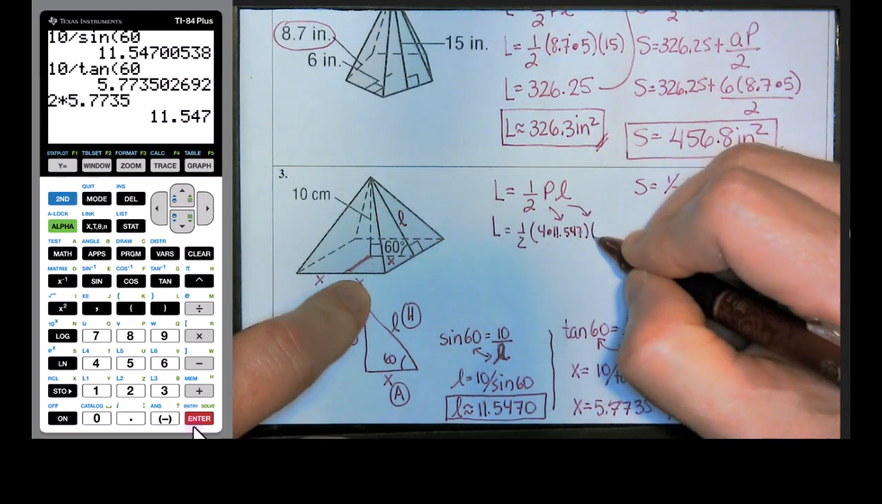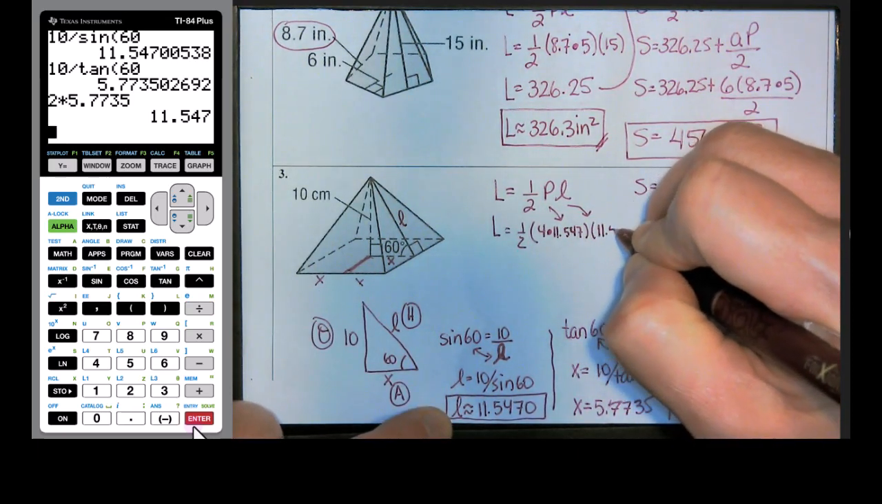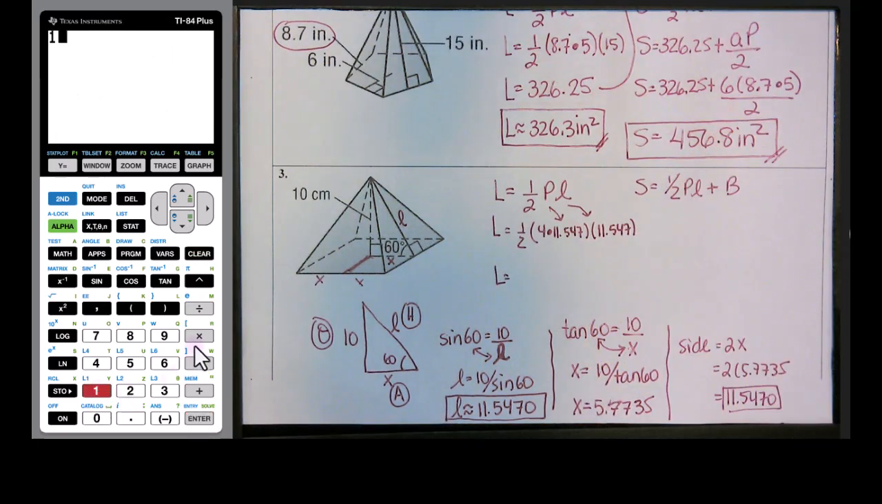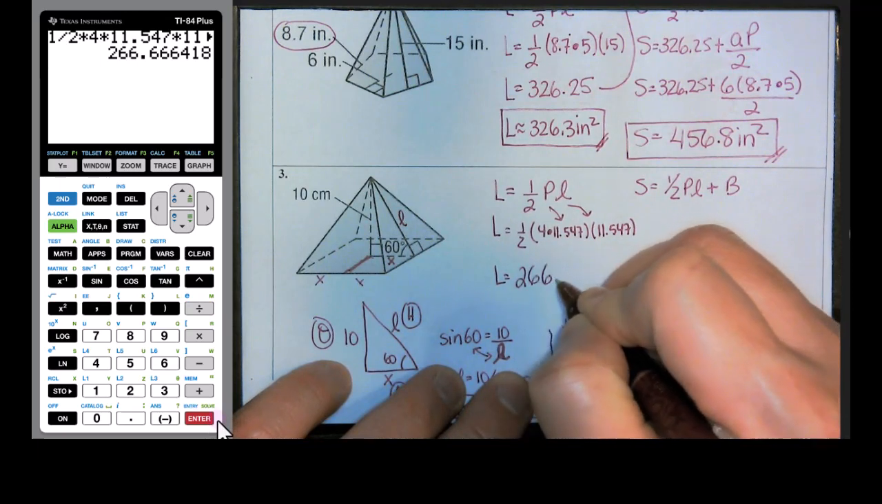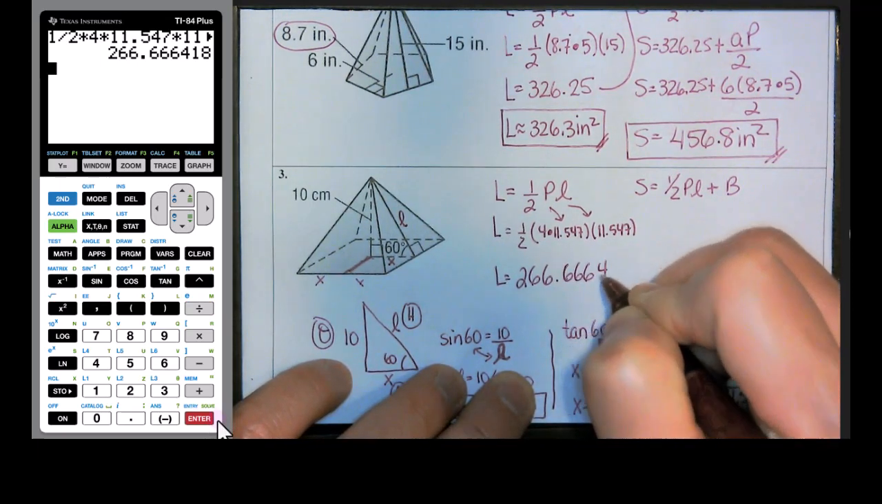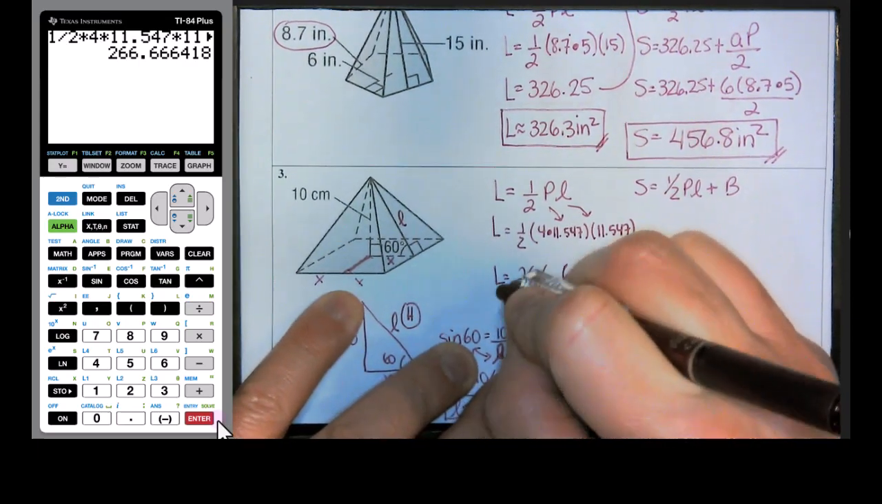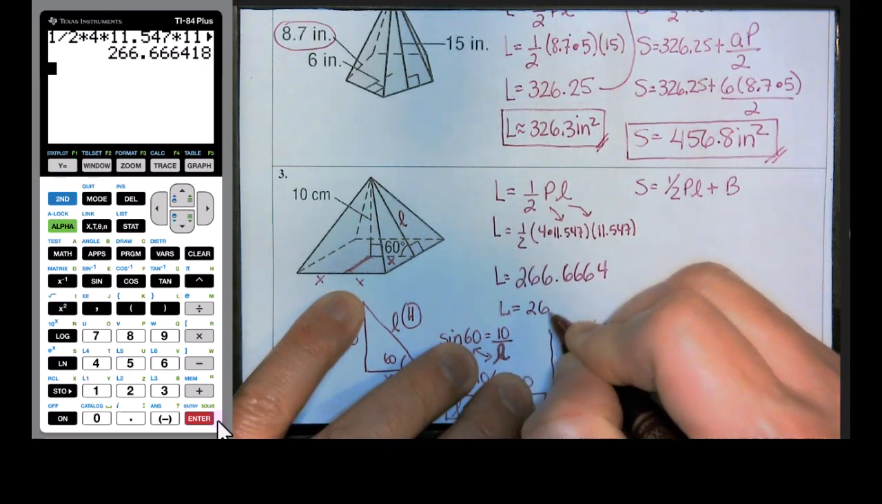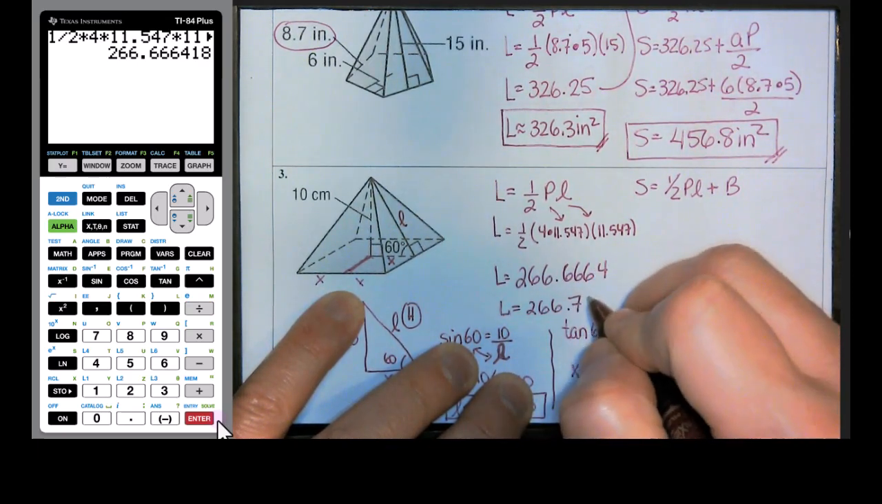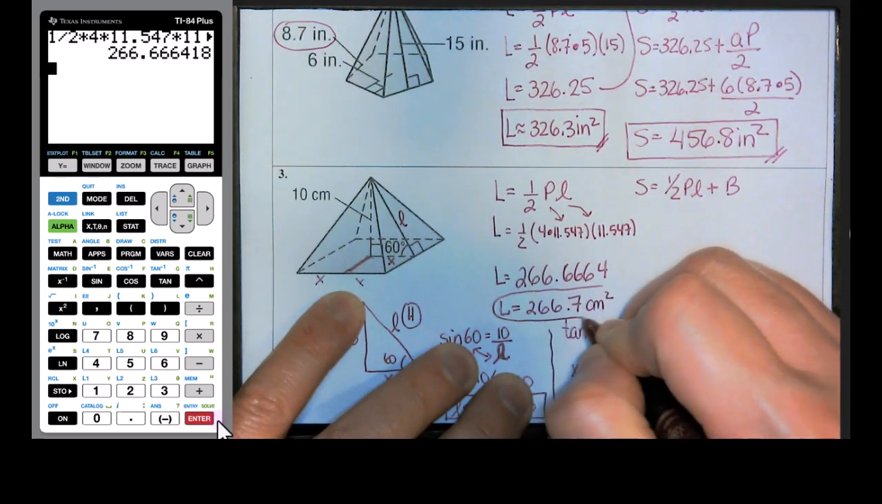So basically, we found out that the side of this base is 11.5470, and the slant height happens to be exactly the same, 11.547. So if we multiply 1/2 times 4 times 11.547 times 11.547, I get 266.6664, which would round to 266.7 centimeters square.